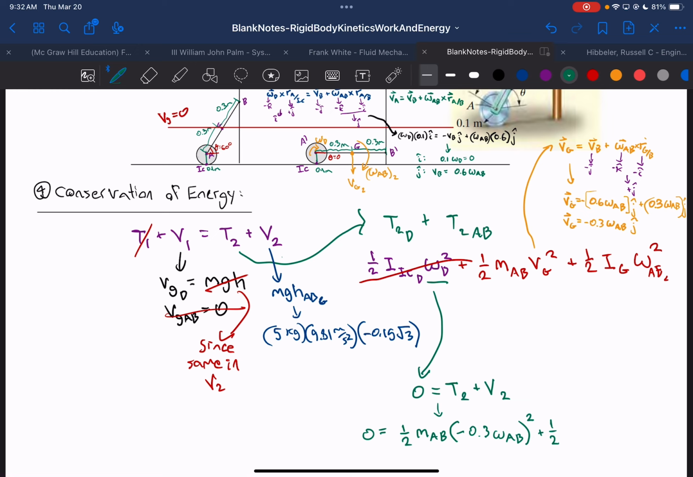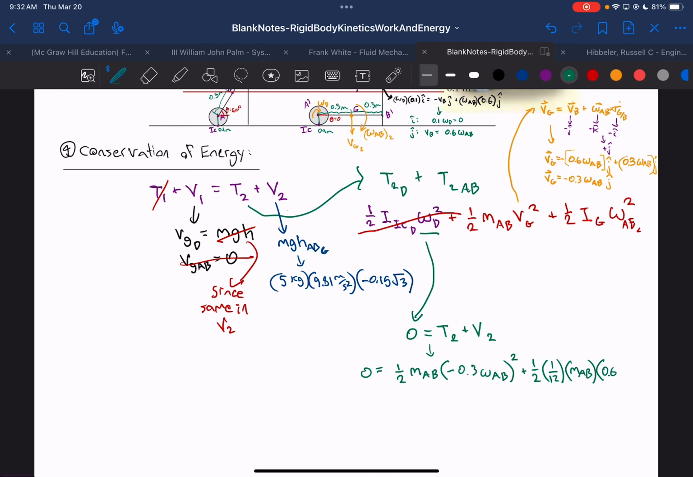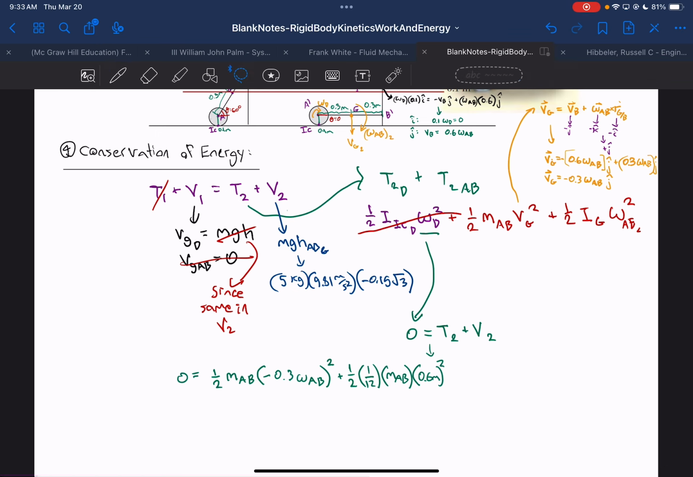We should have found this before because I don't want to waste time finding it now, but long story short, it's 1/12 the mass of my rod, m AB, multiplied by the length of my rod squared, which is 0.6 meters squared. So that's my mass moment of inertia about point G, multiplied by my angular velocity of AB, which is what we're trying to find. So angular velocity of AB squared.